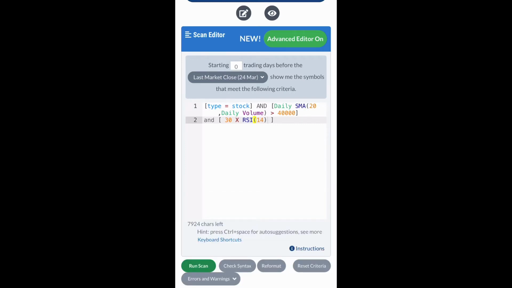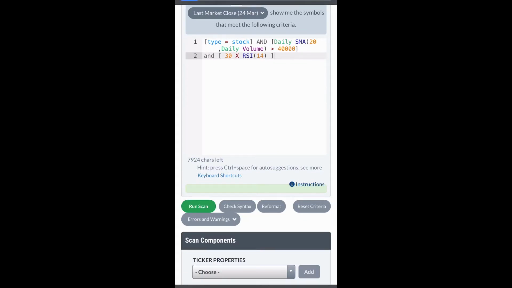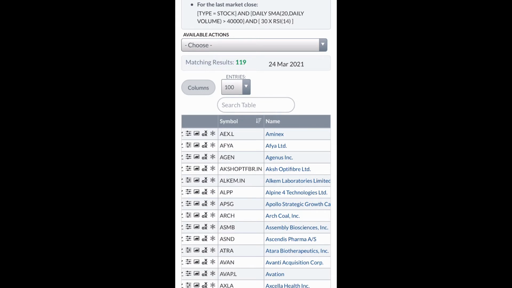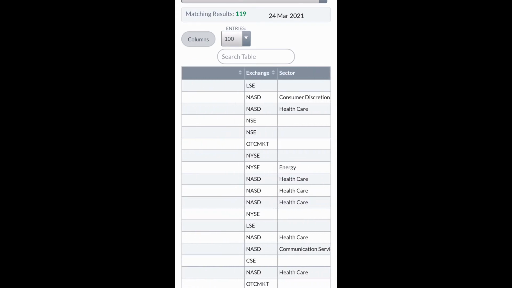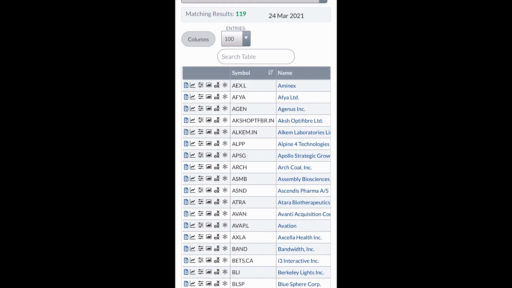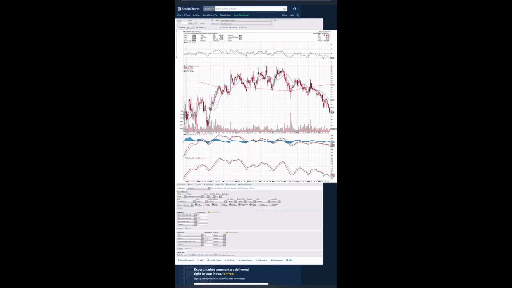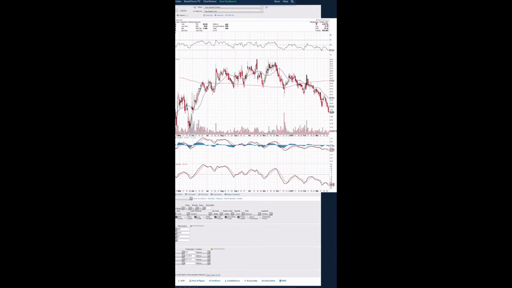We'll go ahead and click check syntax, make sure everything looks good, which it does, and then we'll go ahead and run the scan. We'll see 119 results for last market close, March 24th. Let's look at this first one. It's in the consumer discretionary sector, and it's AFYA. If you know about StockCharts, you can already tell that it's going to be kind of cold just because the last few months have been on a downtrend overall.